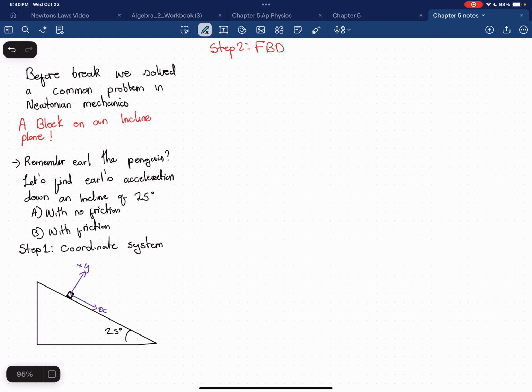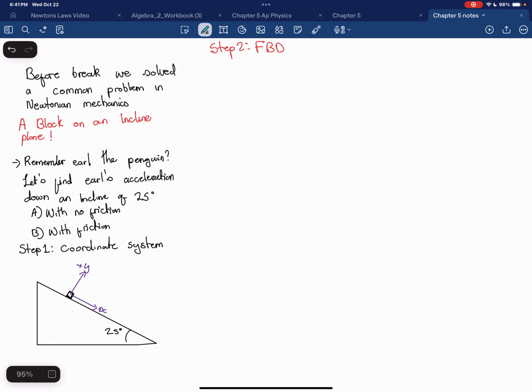Free body diagram. All right? So let's draw the free body diagram of Earl. I'm going to draw it on the same triangle, just for convenience, so you can see the trigonometry that's going on here. All right. So, what forces do I have acting on Earl?